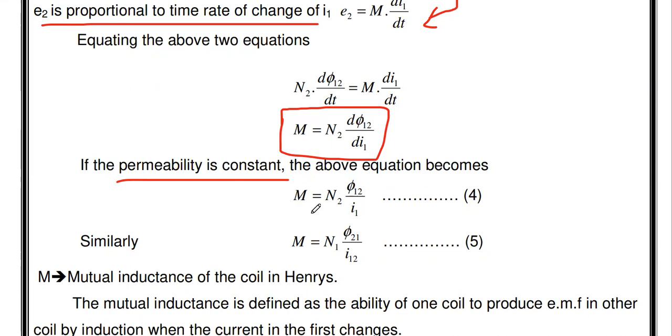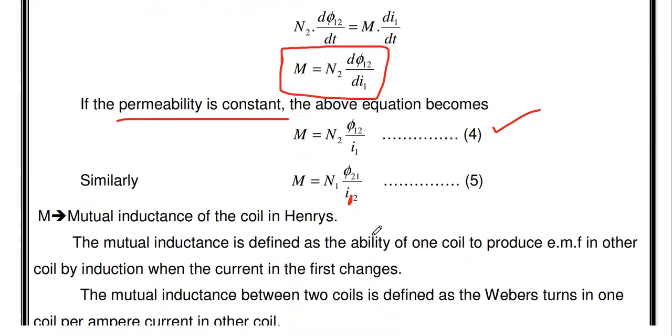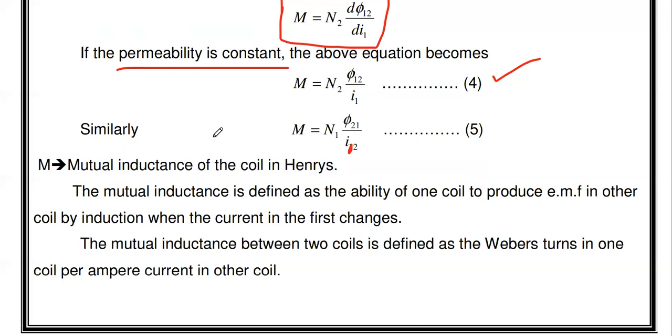Okay, so this is the mutual inductance. Consider this as equation number 4. Similarly, the mutual inductance in terms of N1, the number of turns in the first coil, we can write as M equal to N1 into phi 21 divided by I2. What is phi 21? Phi 21 is the flux linked in coil 1 because of the second coil. Phi 12 is the flux linked in the second coil because of the first coil. Here, flux linked in the first coil because of the second coil, divided by the current flowing in the second coil.